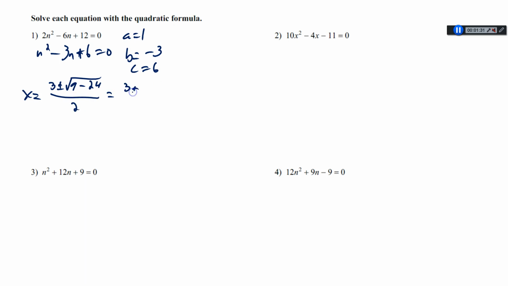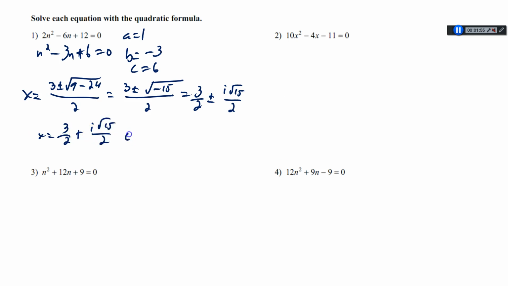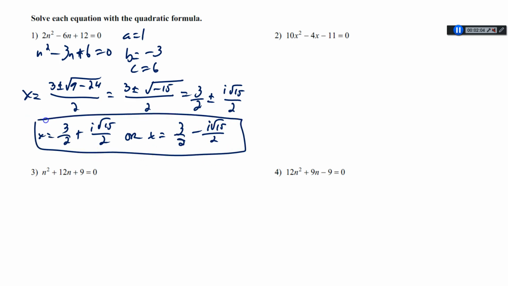So that's 3 plus or minus square root of, that's negative what? Negative 15, divided by 2. And square root of negative 15, I can pull an i out of there. So we got 3 halves plus or minus i root 15 over 2. So we can split that up. x is 3 halves plus i root 15 over 2, or x is 3 halves minus i root 15 over 2. There we go. There's our first one.